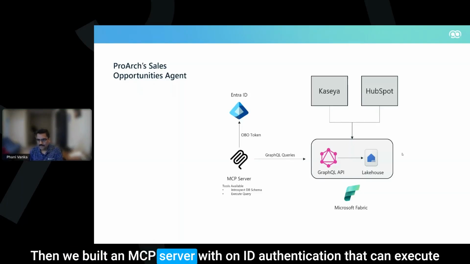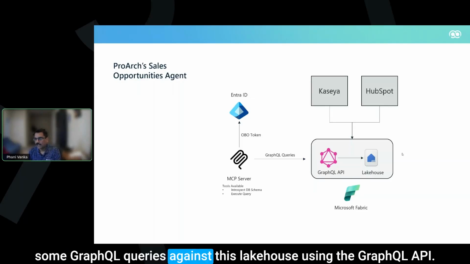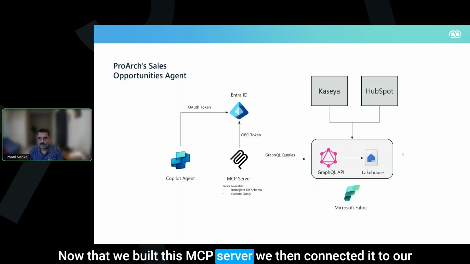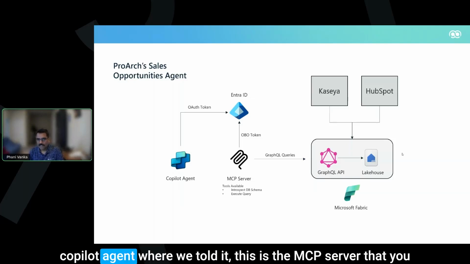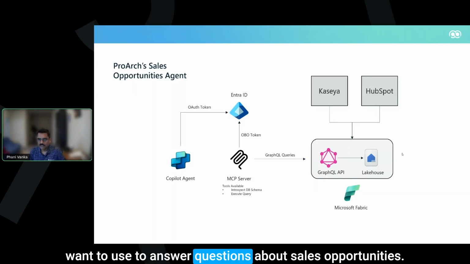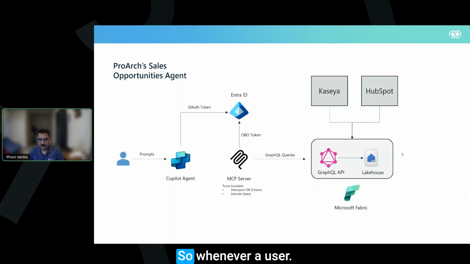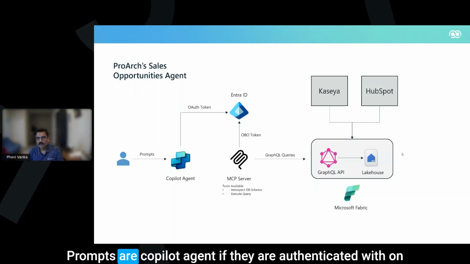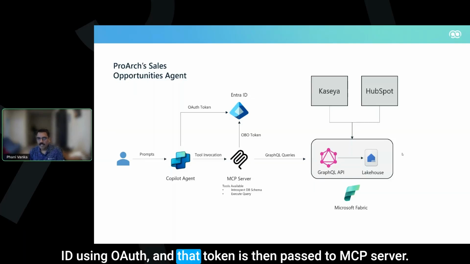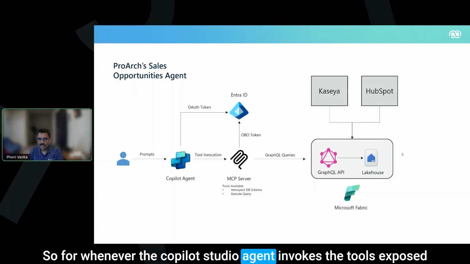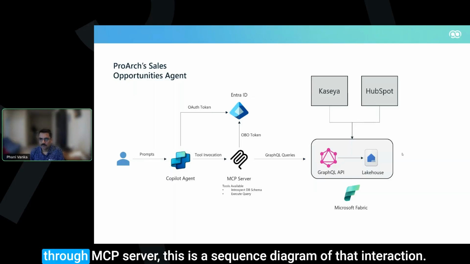Then we built an MCP server with Entra ID authentication that can execute some GraphQL queries against this Lakehouse using that GraphQL API. Now that we built this MCP server, we then connected it to our Copilot agent, where we told it this is the MCP server that you want to use to answer questions about sales opportunities. So whenever a user prompts our Copilot agent, they are authenticated with Entra ID using OAuth, and that token is then passed to the MCP server whenever the Copilot Studio agent invokes the tools exposed through the MCP server.